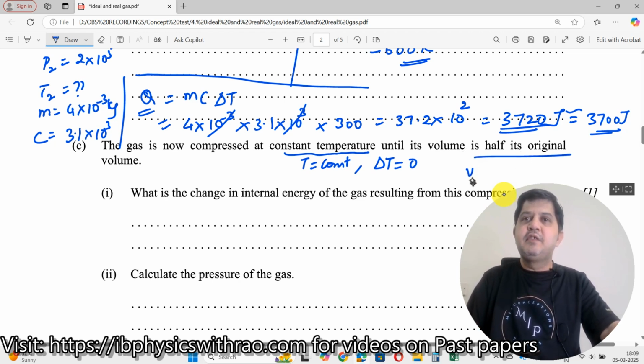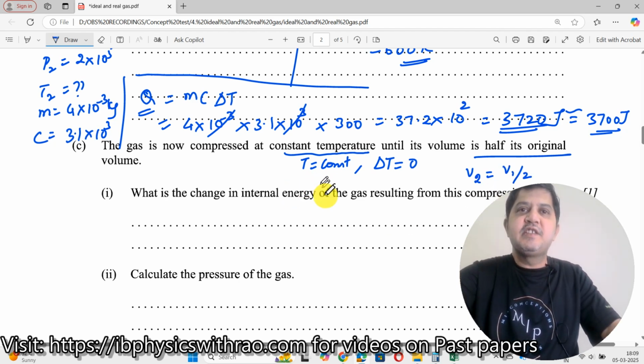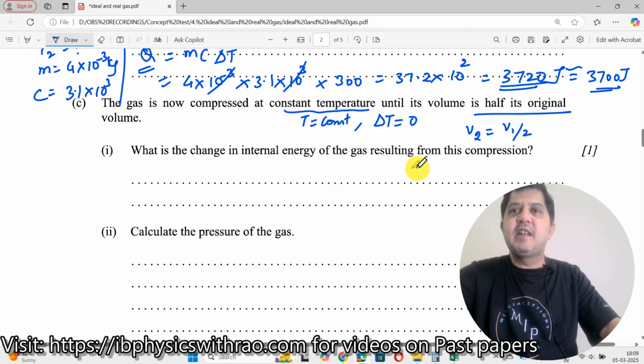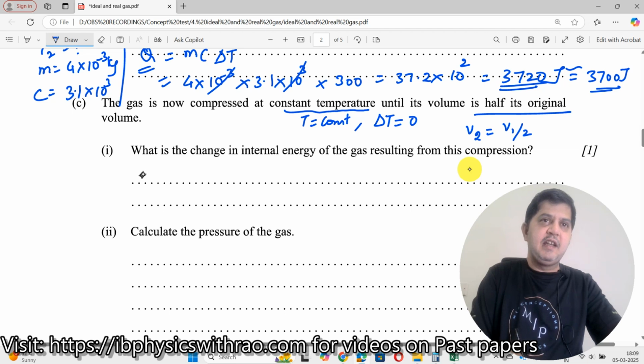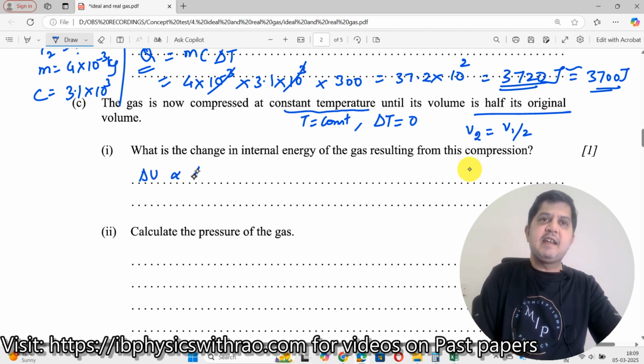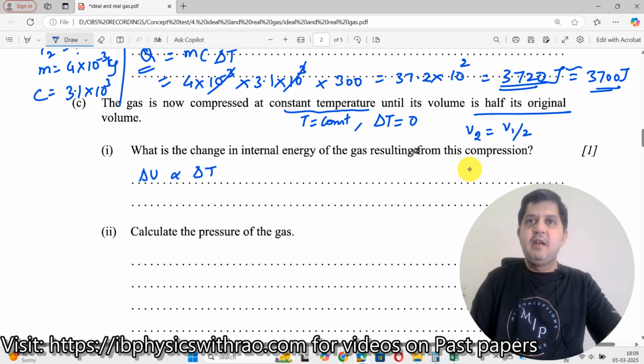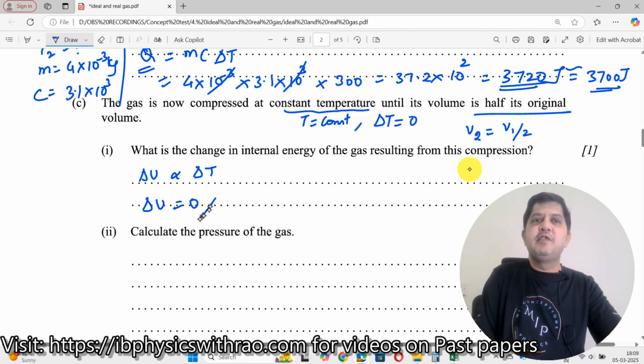That means what? The new volume. Now we have already taken T1, T2, P1, P2. Now volume was constant. What we'll do is we'll take V2 is equal to V1 divided by 2. What is the change in internal energy of the gas resulting from this compression? See, when delta T equal to 0, we know that internal energy delta U is directly proportional to change in temperature. When there is no change in temperature, what will happen to delta U? Delta U will also be equal to 0, right?